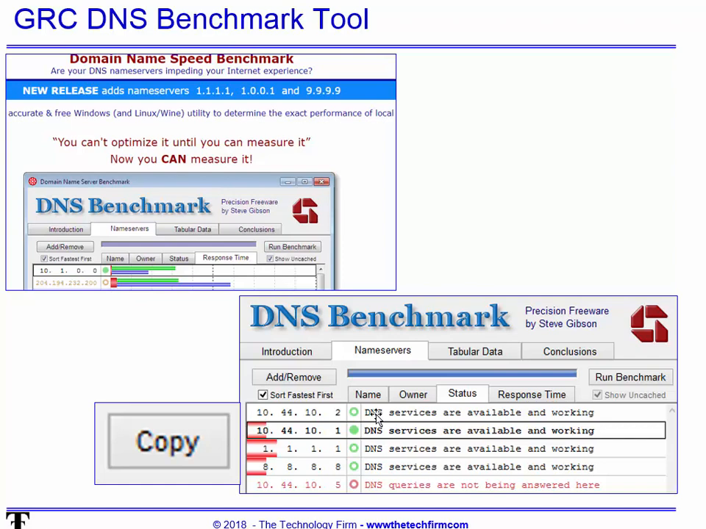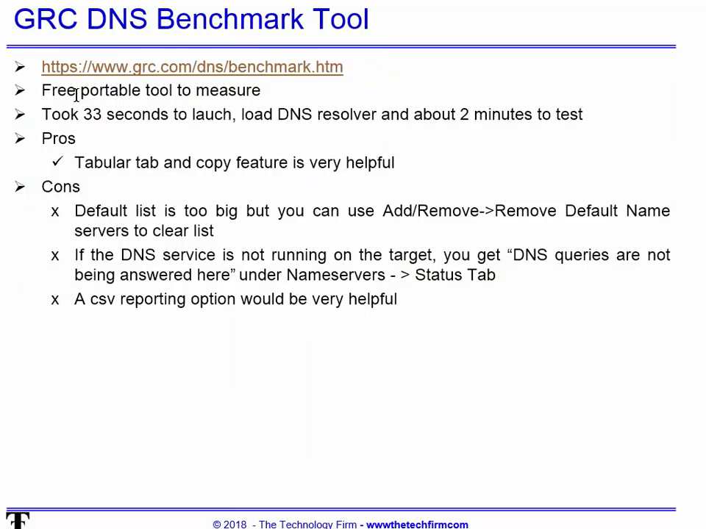Now the neat thing about that is if your results are more than what you physically see in the app, it doesn't matter, it'll get the whole thing, just keep that in mind. And if it's tabular data, then it'll actually copy it as text, right? So it's a free portable tool, right? And it's a measuring tool. It took 33 seconds to launch the tool, load the DNS resolver, and about 2 minutes to do the full test.